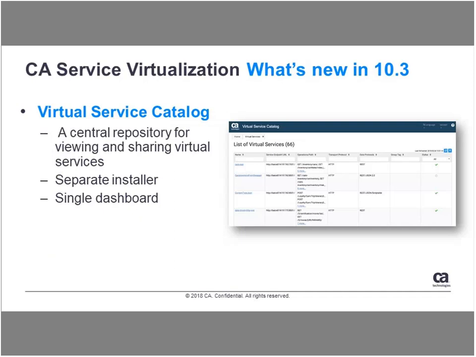One of the features I really want to highlight is the virtual service catalog. This is a central repository that can be used to find and view virtual services that have been deployed to specific VSEs. And this is a separate installer, so if you were to go to our support at ca.com and go to the download center and select the service virtualization product, you will see, in addition to our standard DevTest installers by operating system, an option to also install and download the Virtual Service Catalog installer.